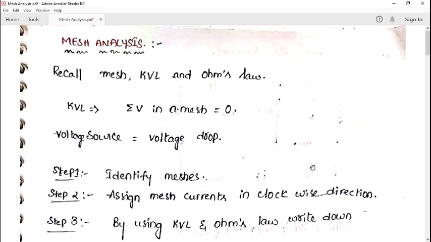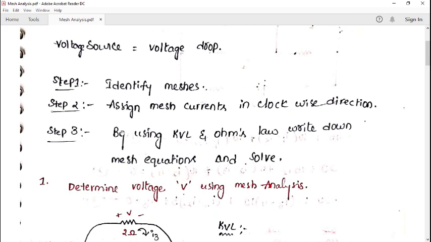It is called mesh. And what is the Kirchhoff voltage law? Kirchhoff voltage law can be defined as sigma V in a mesh equal to 0. Algebraic sum of voltages in a mesh is equal to 0 is KVL, and I think we need not discuss Ohm's law. V equal to IR, everyone is familiar with that. So one simple technique, please remember this simple note: voltage source must be equal to voltage drop in a closed path. So that is the summary of the KVL.